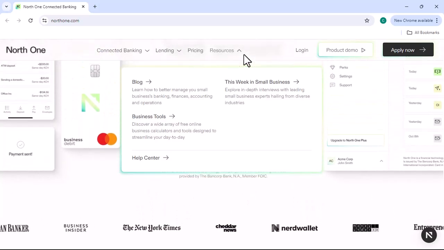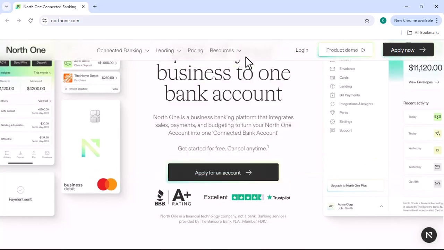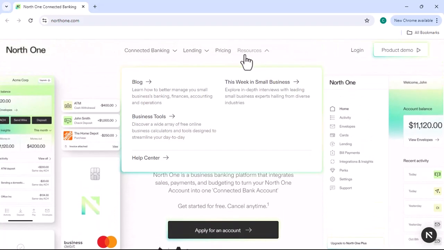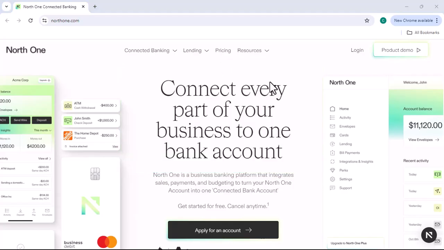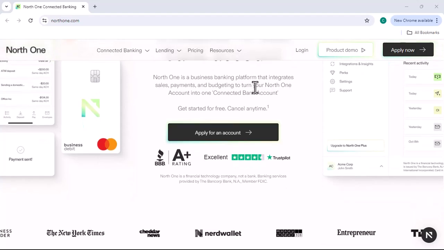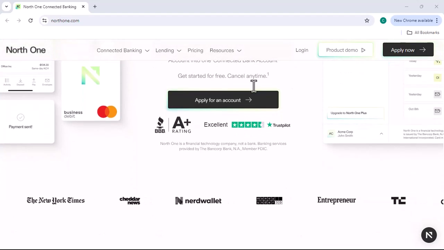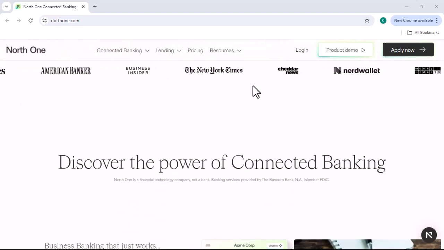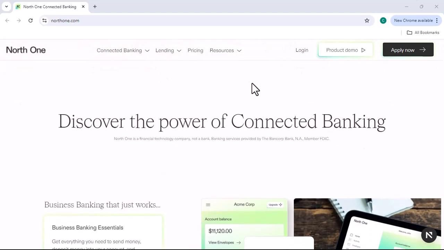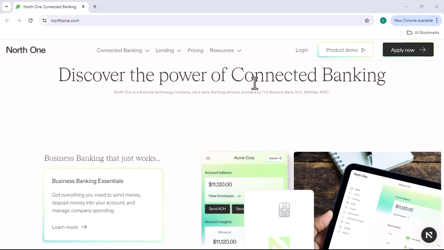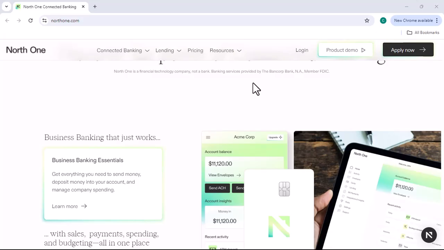Beyond contacting Northone directly, there are a few other things you can do to manage your mobile check deposits effectively. First, ensure you're taking clear and well-lit photos of your checks. Blurry or poorly lit images can lead to processing delays or even rejection. Make sure the entire check is visible within the frame and that there are no shadows or glare obscuring any information.